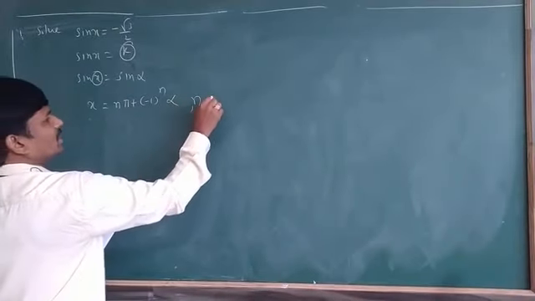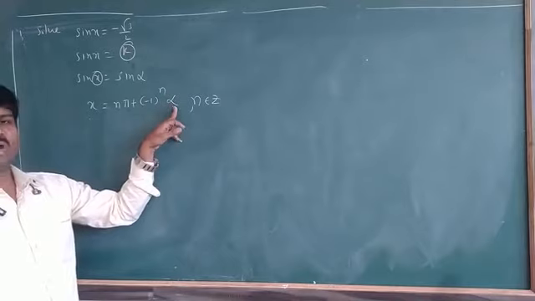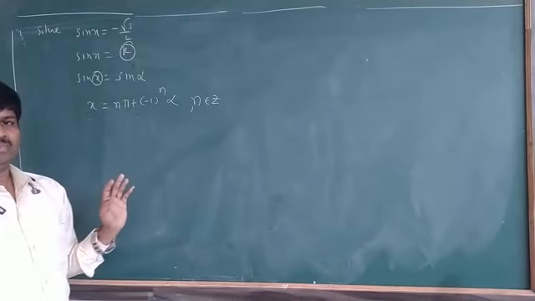Here n belongs to Z. n pi plus minus 1 whole power n into alpha, n belongs to Z. Clear?